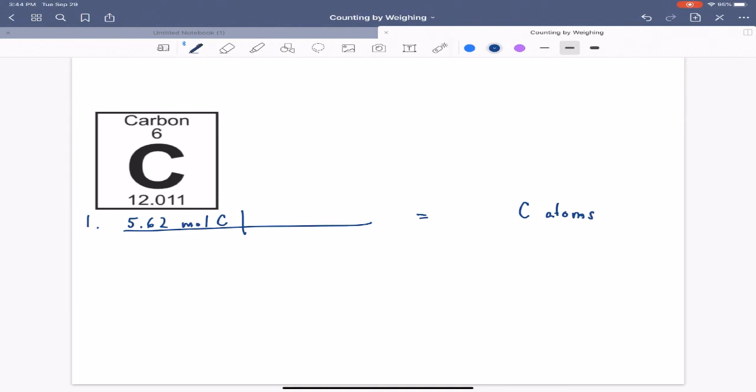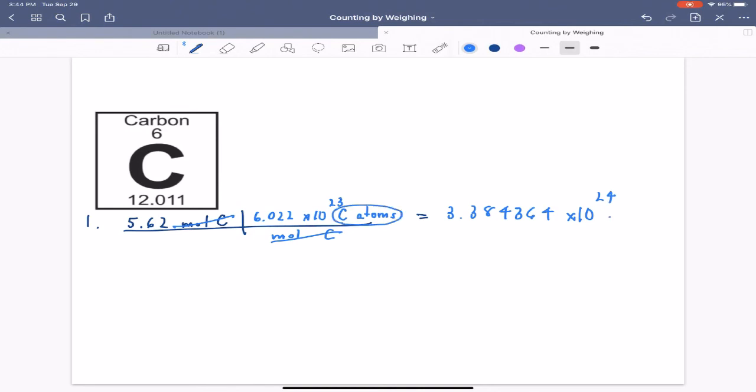So we're going from a group to the individual pieces. We need the grouping number, and the grouping number is 6.022 times 10 to the 23 anythings, in this case, carbon atoms, is a mole of carbon atoms. I get my number. The calculator reports 3.384364 times 10 to the 24. And I put in the units, carbon atoms.